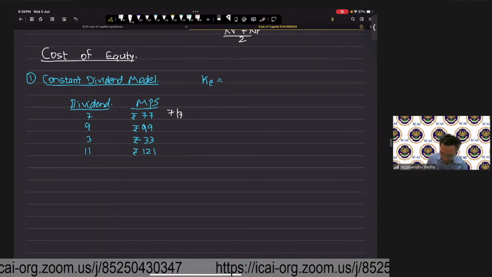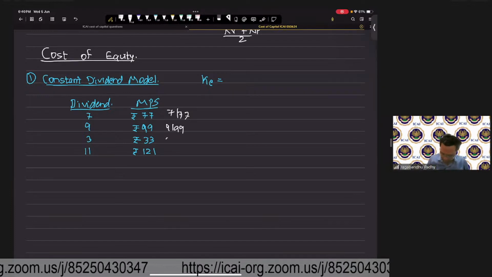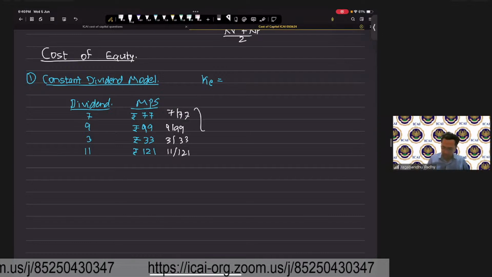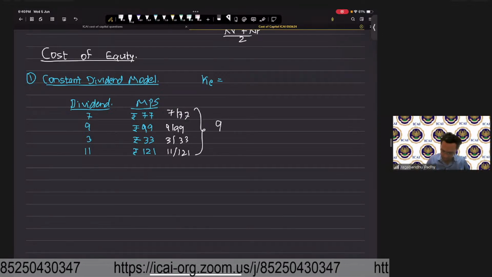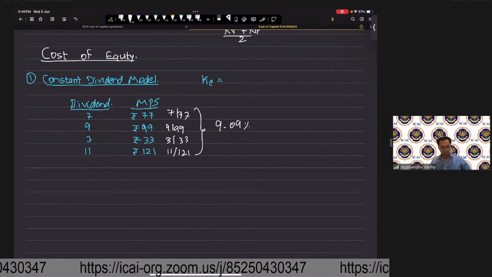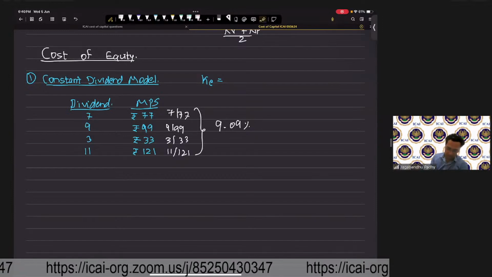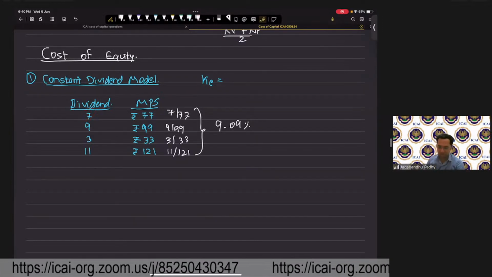7 divided by 77, 9 divided by 99. All these percentages, you'll find they are equating to 9.09. So one of the approaches of computing the cost of equity is you're assuming that the company is going to give some dividend, based on that the market price is going to be there.